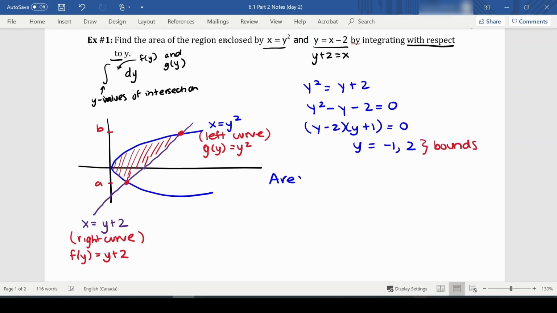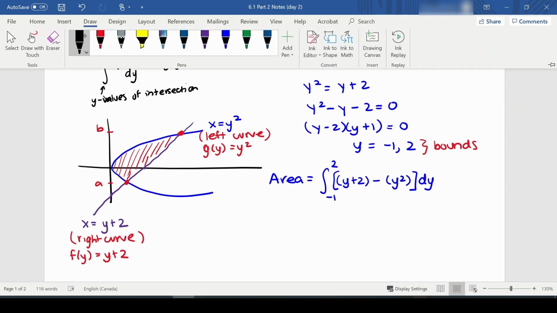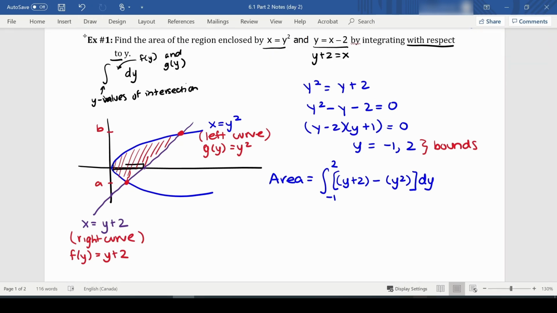So now we know that the area is going to be the integral between negative 1 and 2 of the right curve, which is y plus 2, minus the left curve, which is y squared. Take the integral of this with respect to y. Horizontal rectangles is what we're picturing. So in other words, they would look something like this.